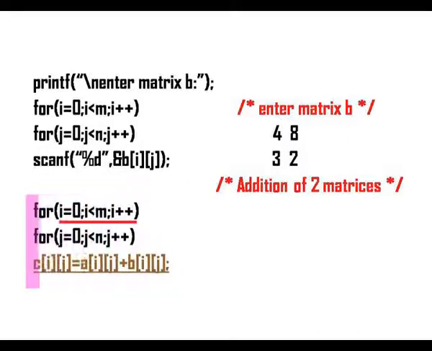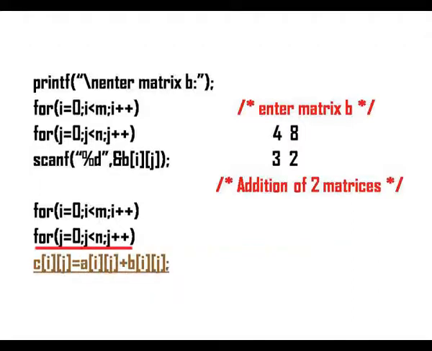For i is equal to 0, i is less than m, that is till the row is complete, and till the column is complete, j is equal to 0, j is less than n. This C of i comma j is the result matrix. So, this is where the added values are stored. So, A of first row first column is added to B of first row first column. A of first row second column is added to B of first row second column. That is how this loop works.